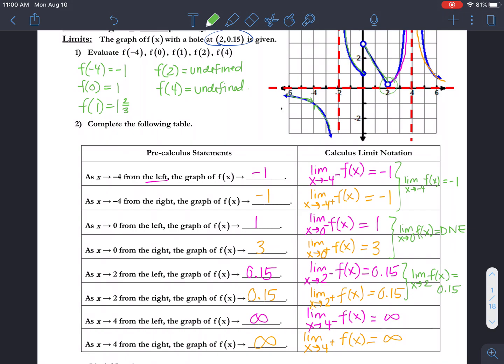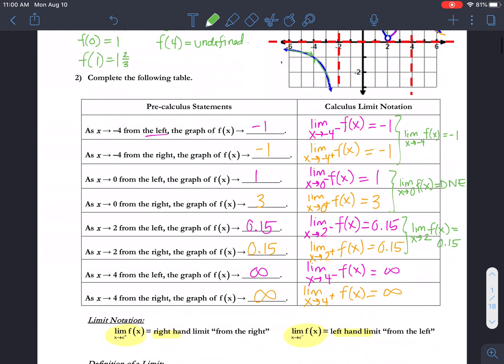So notice f of 2 did not exist because it was that open hole, but we can have a limit even if there's not a function value there. So that was why I mentioned y values may be different than their limit at that x value. Just as a heads up, we might have a limit even though there is that open circle. We don't really care what the value is, it's what those y values are approaching.